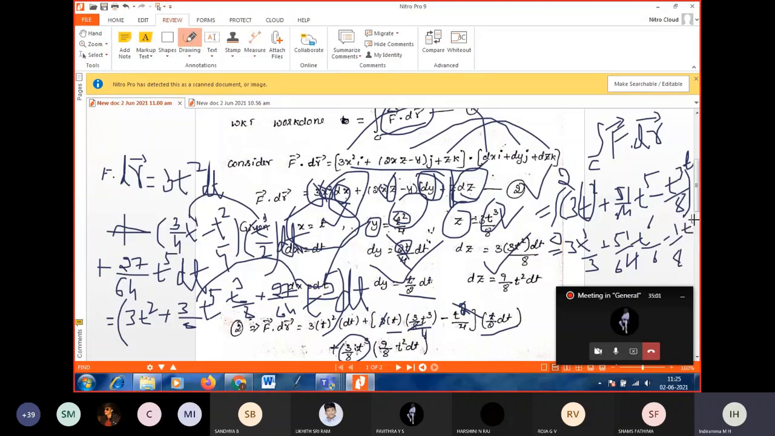Now apply the limit. What is the limit? 0 to 2. Put the upper limit as 2 and the lower limit as 0. Here 3 and 3 cancel. So next we have to substitute the upper limit, that is t cube means 2 cube. Correct? 2 cube minus 0.